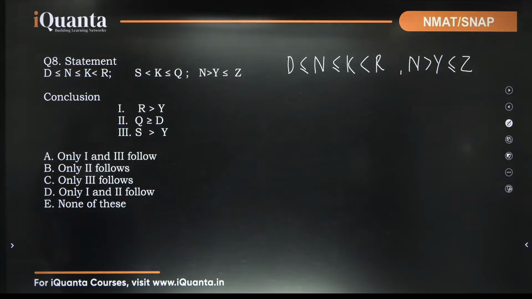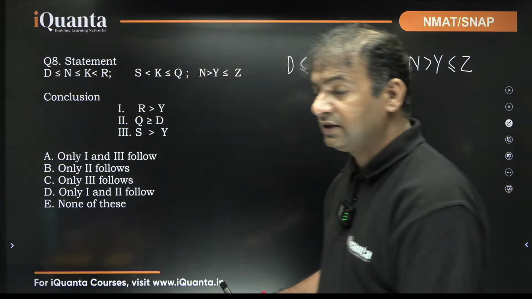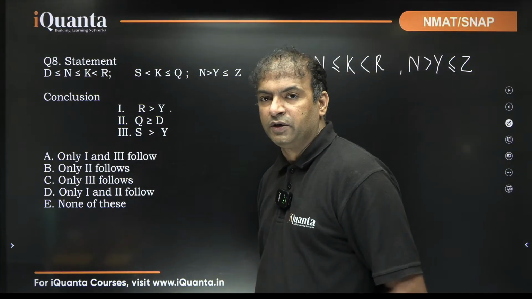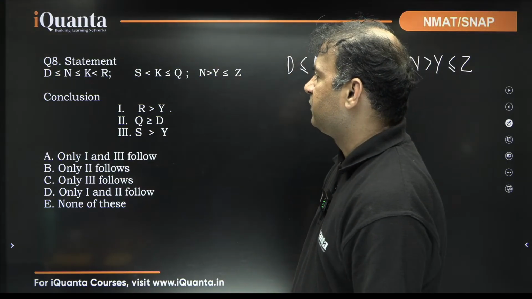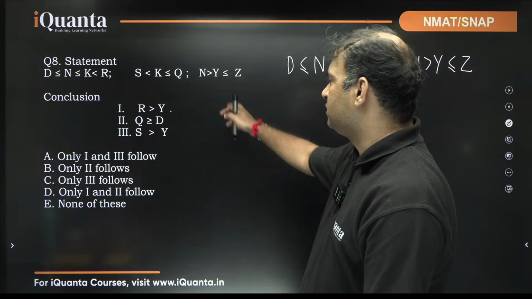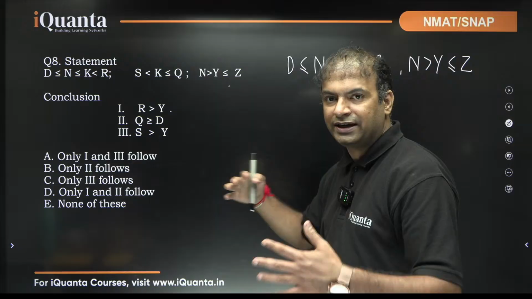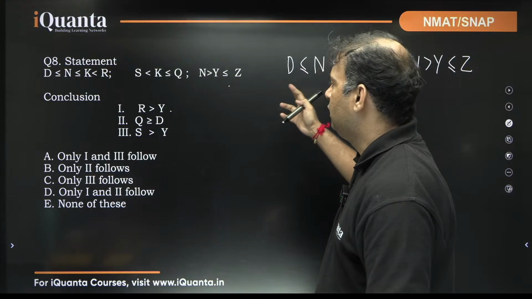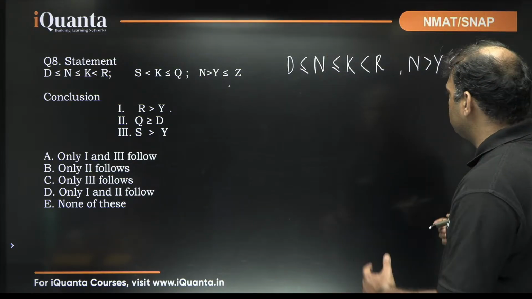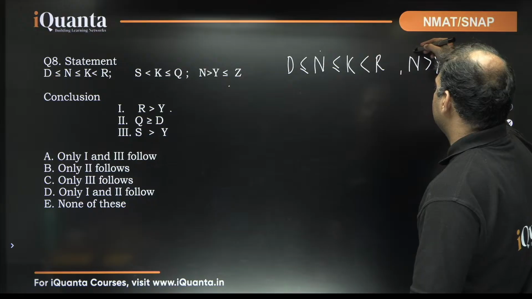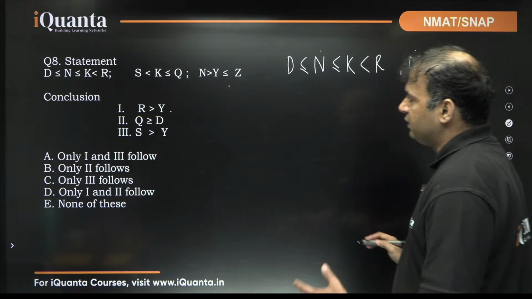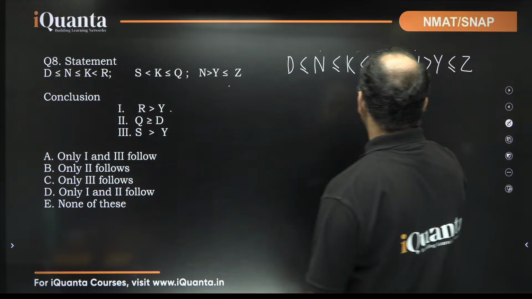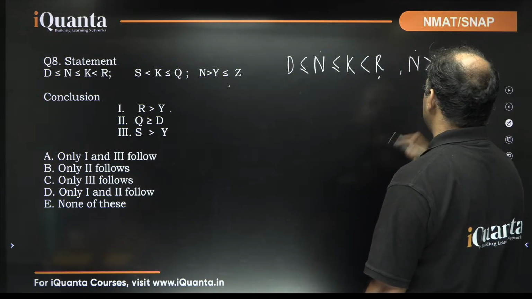We have 3 conclusions and 3 statements as well. The first conclusion is about R and Y. R is present in only statement 1, and Y is present in only statement 3, so we should connect statements 1 and 3 only. What is the common link between statements 1 and 3? The common link is N. We have to connect with N and find the relation between R and Y. So this is R and this is Y.